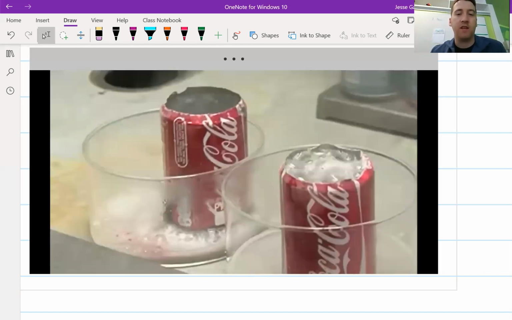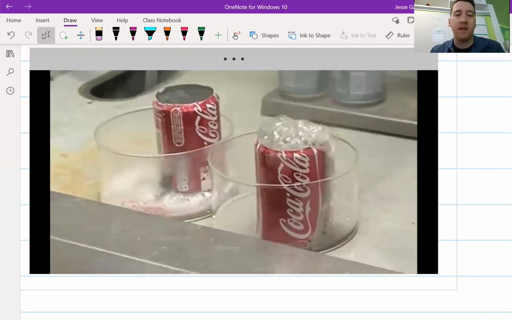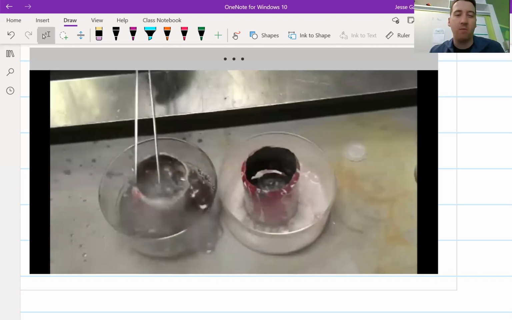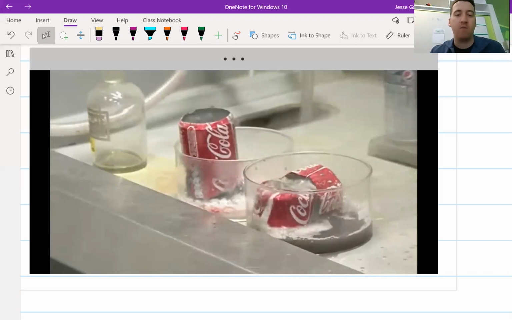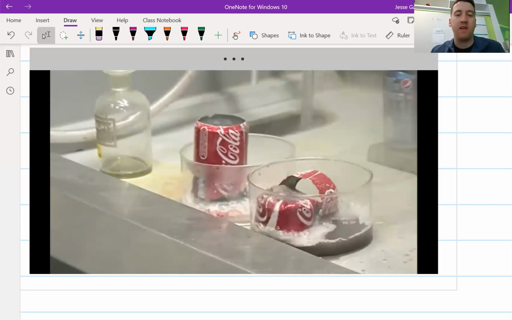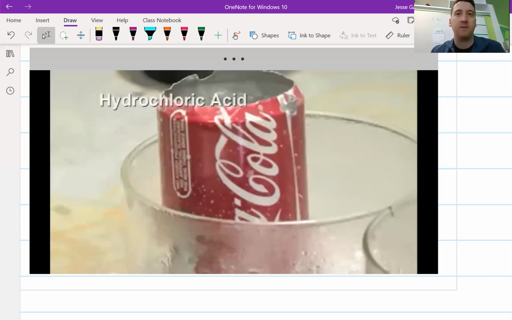The steam is suggesting heat. The bubbles are suggesting that a gas is forming. If a gas is forming, that's usually a good sign that a new substance is being formed. We put in a liquid, something happened, and you got fizzing, showing the production of a gas.